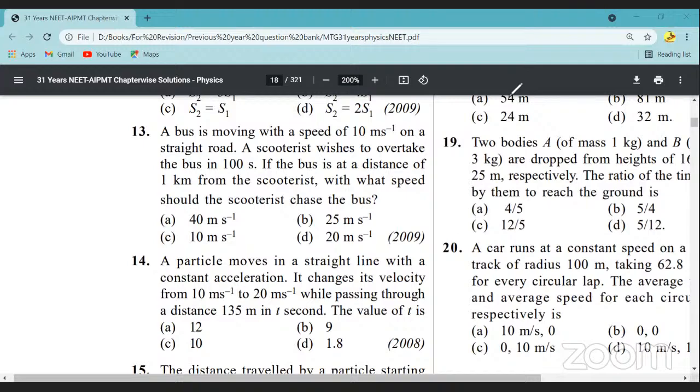Option B. How are you solving? What kind of motion is it? It is constant accelerated motion, right? So for constant accelerated motion, you have initial velocity, final velocity, and distance traveled, and the question is about finding t. So which equation is to be used?